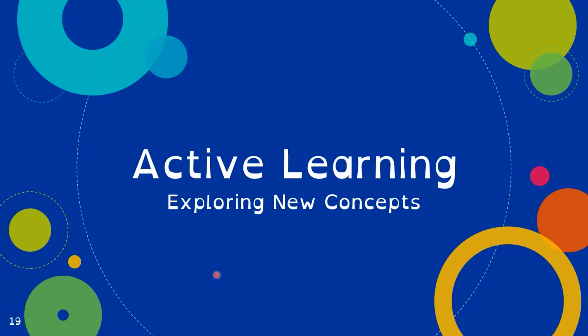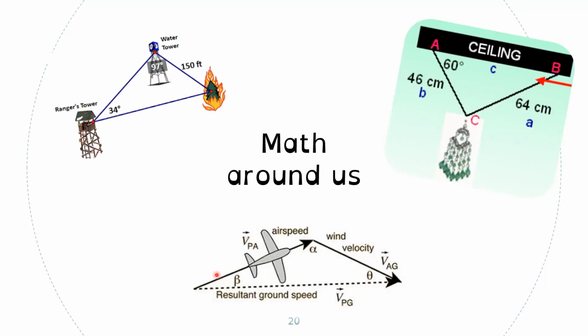Okay, so then let's dive in with our new concepts today. So the Sine Law is around us in terms of ways that information is measured in various places. So I have some examples here in terms of a water tower and a ranger's tower, and a forest fire. So rangers use tools to figure out how far distances are to figure out where a forest fire is, and being able to track how far it is away.